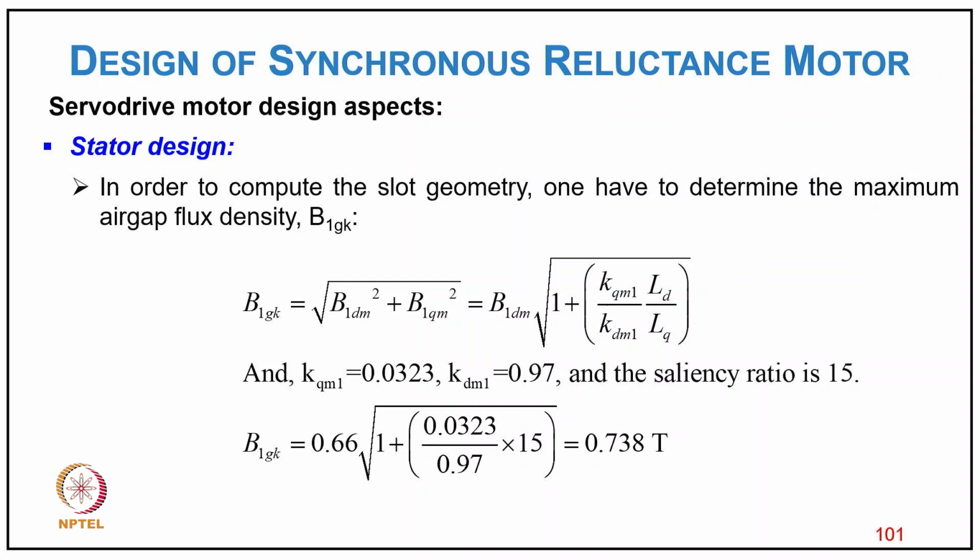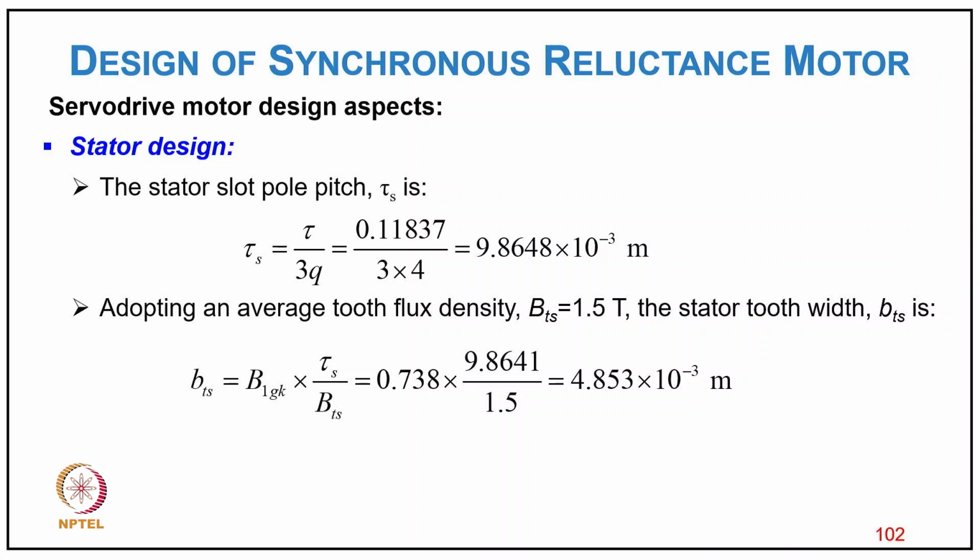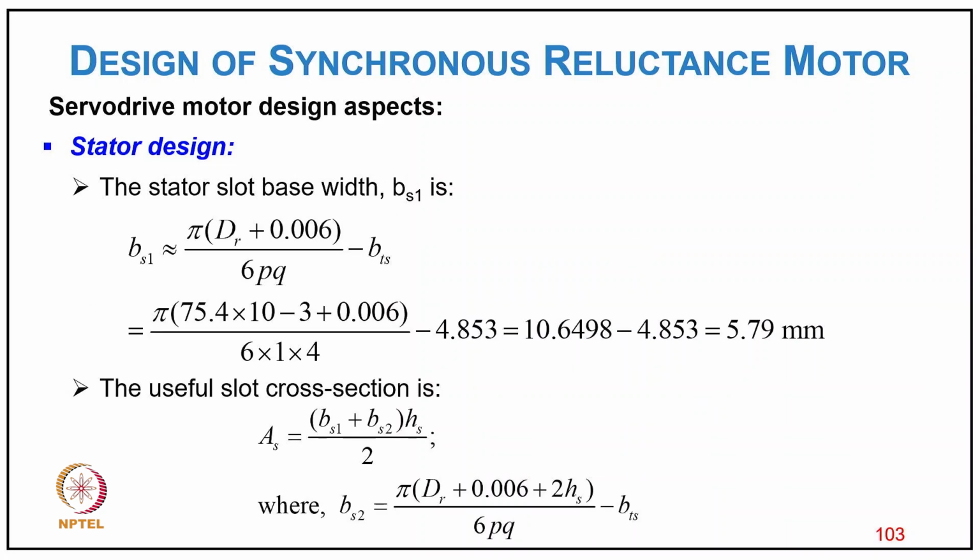So B1 GK putting value, it comes 0.738 Tesla. And the stator slot per pole, pole pitch tau s equal to πD upon 3Q, so it comes like 9.8648 × 10^-3 meter. Adopting an average tooth flux density BTS of 1.5 Tesla, the tooth width BTS equal to BT1 into tau s upon BTS, the value comes 4.853 × 10^-3 meter.